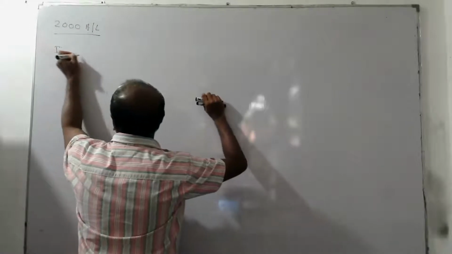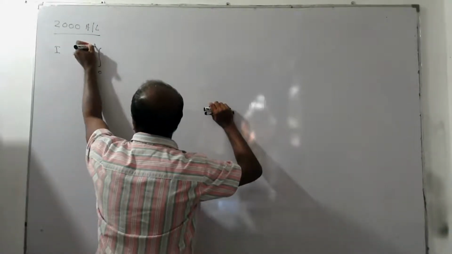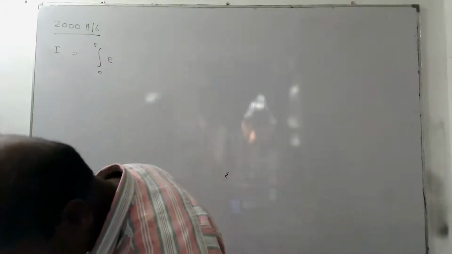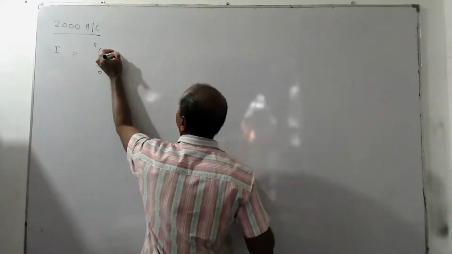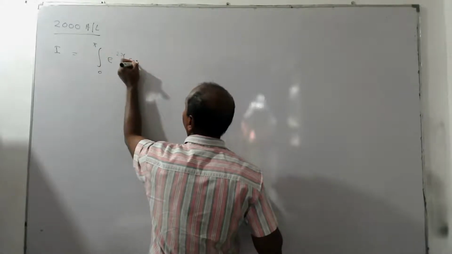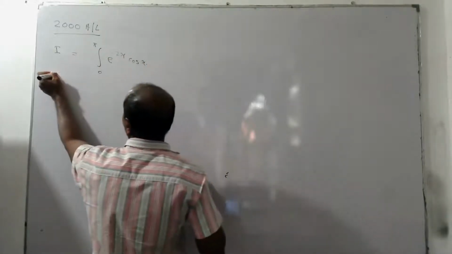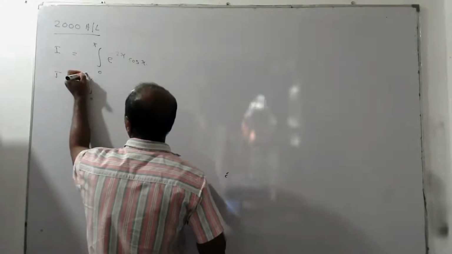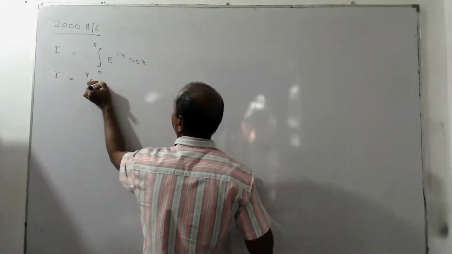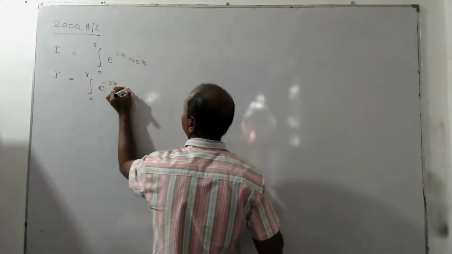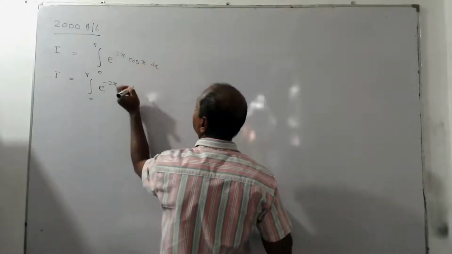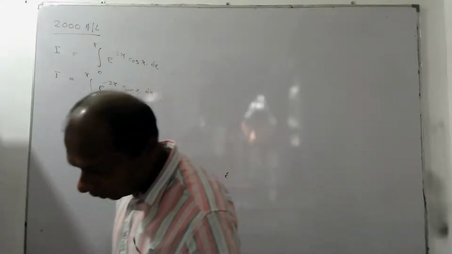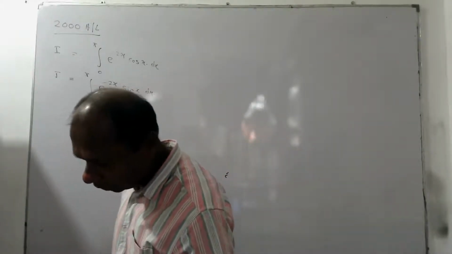I equals the integral from 0 to pi of e to the power minus 2x cos x dx, and J equals the same range from 0 to pi of e to the power minus 2x, this time sin x with dx. You are asked to show there are two relations that we have to obtain.